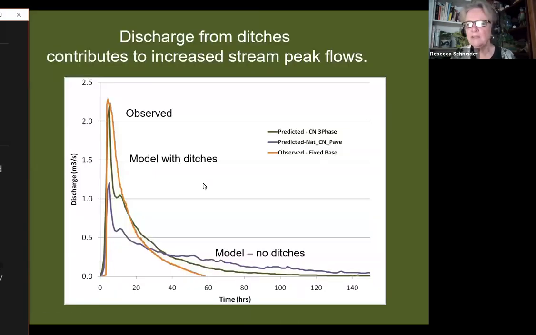What that does is it contributes to flooding in the streams. And this is an example of the data we've collected. This is a model. The purple line is what the stream would look like without any ditches. We modeled what the ditches are doing, and the orange line is what is observed. The ditches are causing the stream to flood, increasing discharge in cubic meters per second by twofold, more than the stream would naturally have just because of the ditch inputs.